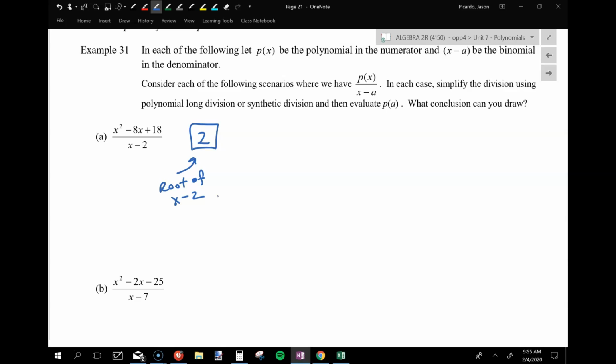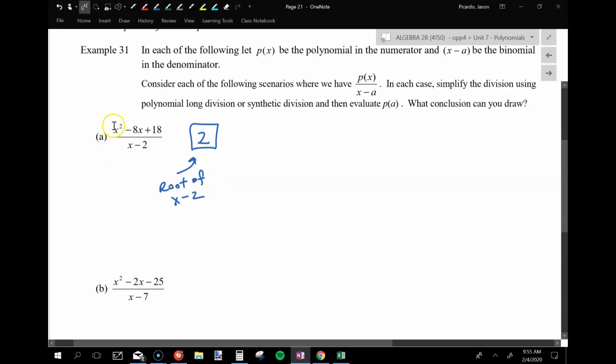And then I look at what I'm dividing into, right? What's the degree of what I'm dividing into? Degree 2, right? So I need the degree 2 term, I need the degree 1 term, and I need the constant. Are they all there? Okay, good. So what are the coefficients? I have a 1, I have a negative 8, I have an 18.